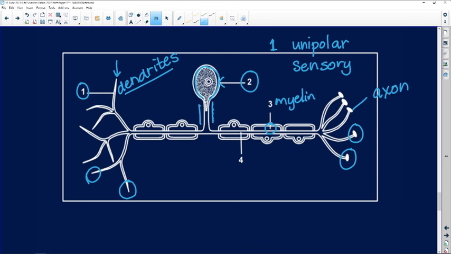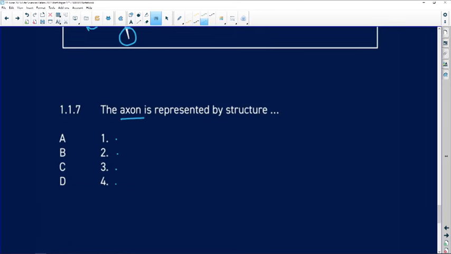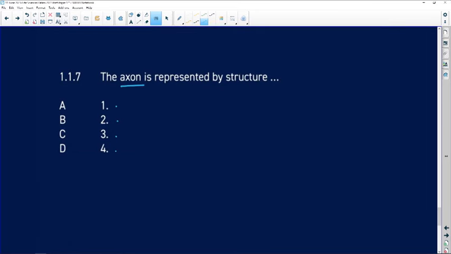Schwann cells, which are a type of glial cell that's wrapped around the length of the neuron in order to support it and to speed up propagation of that impulse. And here we have 4, and it's pointing directly to this part of the nerve, which is associated with the axon. So the axon is represented by structure 4, and our answer then must be D.